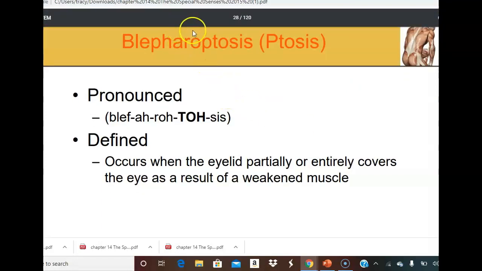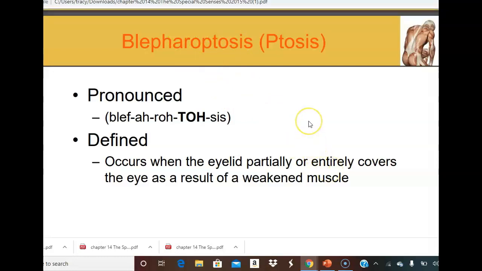Now, blepharoptosis, if we look at our word here, blepharo refers to the eyelid. Ptosis means drooping. So this is when the eyelid partially droops or entirely covers the eye due to some sort of weakened muscle. Now, there's a number of different causes of this. One of the autoimmune diseases that we have talked about is myasthenia gravis, and one of the first signs of myasthenia gravis is a drooping eyelid, but there can be other things.